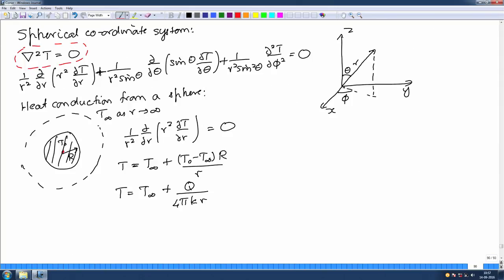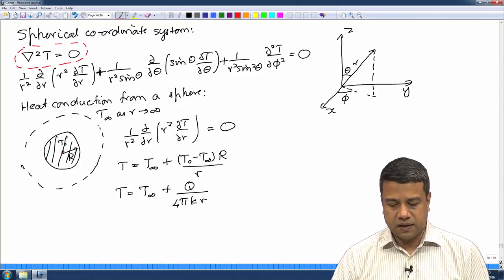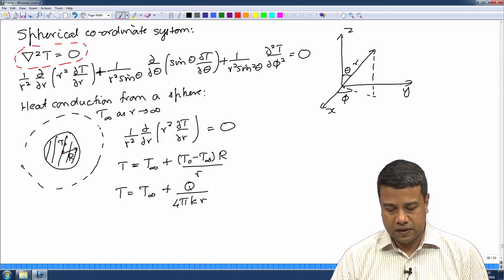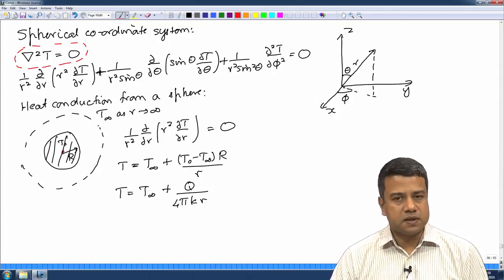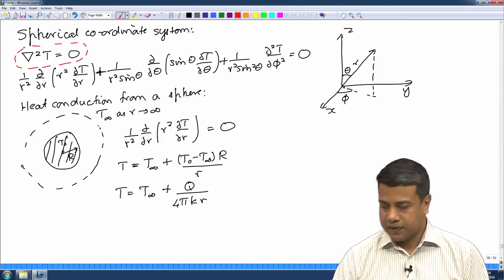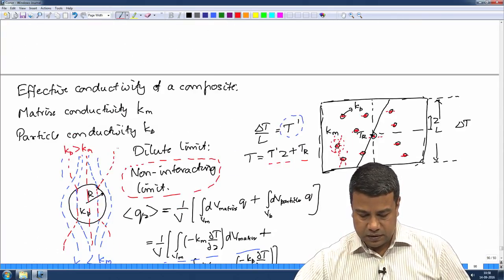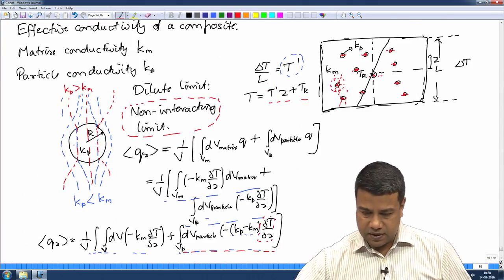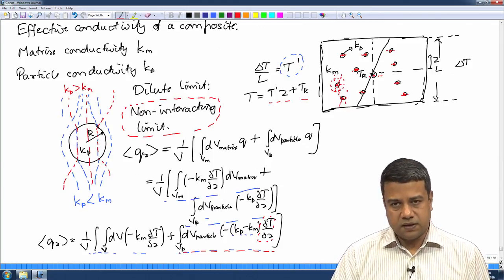We had solved for the temperature field around a rectangular object in the previous couple of lectures, and last class we were looking at a spherical coordinate system. The heat conduction from the sphere is the simplest such problem, where the temperature just decreases as 1 over r. And last time we were looking at a slightly more complicated problem, and that was the effective conductivity of a composite. In this case, you have spherical inclusions within a matrix.